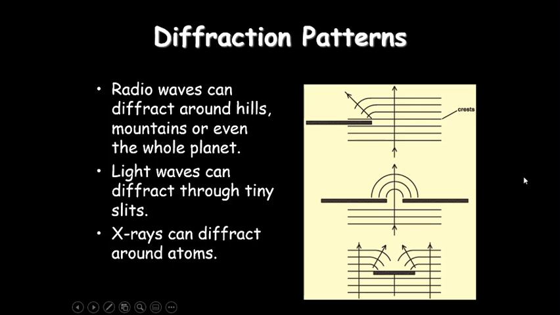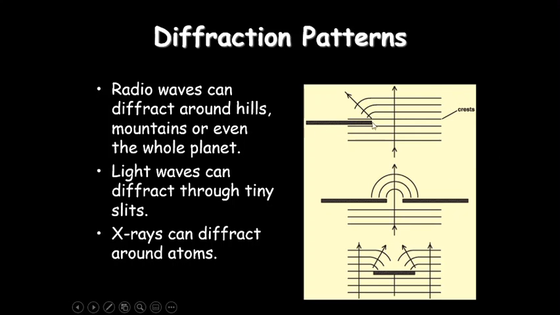Light waves can diffract through tiny openings, tiny slits. So if you have light or sound going through here, let's pretend this is the sound, and it's trying to go in through this little area, the sound or the light is going to make this pattern, okay? X-rays can do the same thing, okay? So all light and sound, they will behave like this.